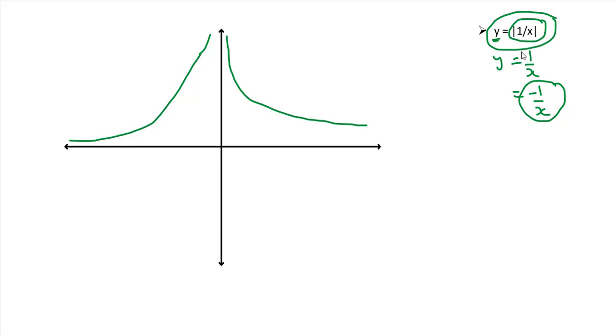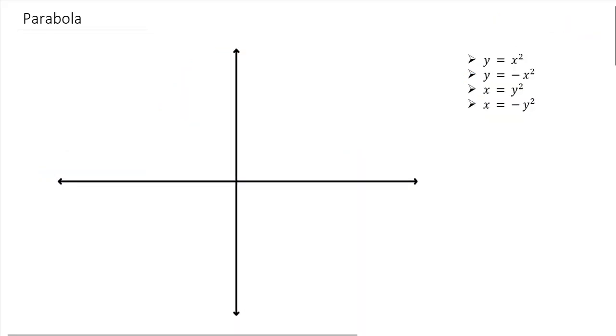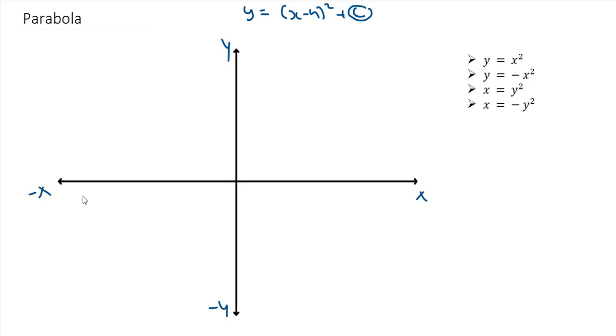Let us now consider the third function, parabola. Now the standard equation of parabola is represented as y is equals to x minus h the whole square plus c, where c represents the position of vertex along the y-axis and h represents the position of the vertex along the x-axis. So this is your y-axis, this is your positive x and negative x-axis. So what we will do is we'll first plot the graph of parabola having the vertex at the origin. That is, the value of h will be equal to 0 and c will also be equal to 0.